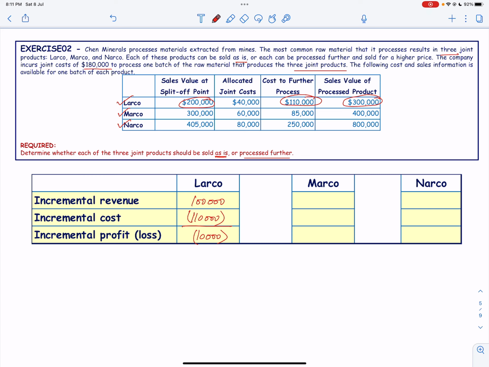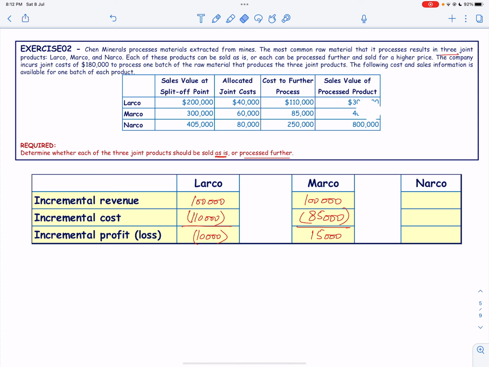For Marco, the incremental revenue is 400,000 minus 300,000, that gives us 100,000. And the incremental cost is 85,000. So here we have an incremental profit of 15,000.